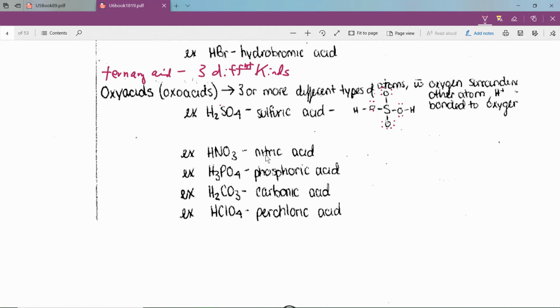Nitric acid is another one, and you can draw the Lewis diagram if you want. You got nitrogen surrounded as much as possible by 3 oxygens, and then a hydrogen dangling to any one of those oxygens, and you adjust the Lewis diagram accordingly. Phosphoric acid, the oxygens surround the phosphorus, and hydrogens dangle to the oxygens.